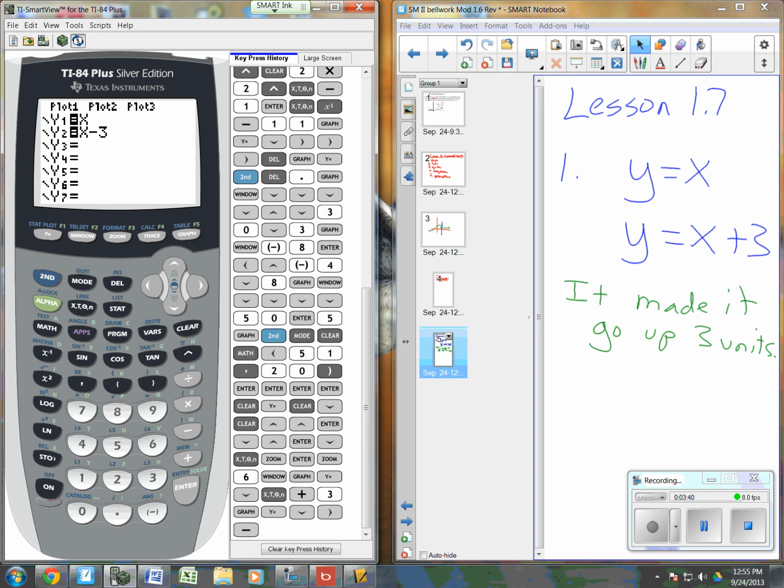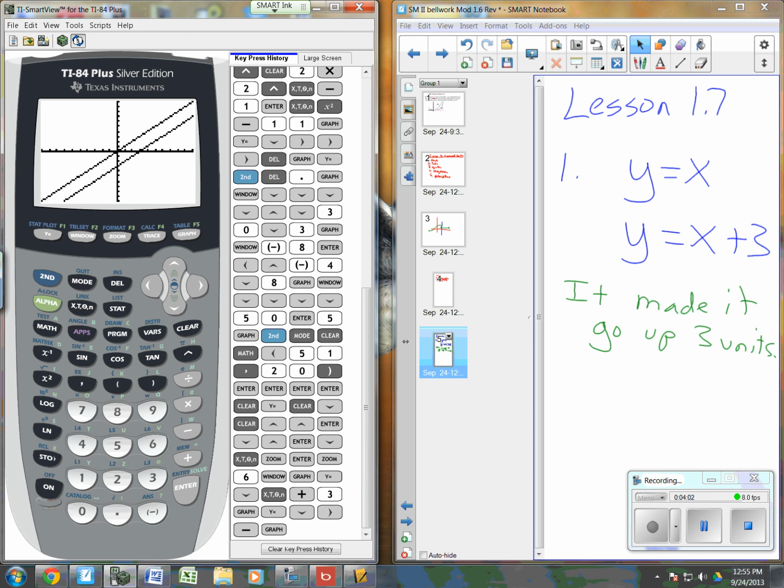This right here is a negative button. This right here is a minus button. If you put y, or if you put x -3, it's going to times x by -3. But if you put y or x minus, use that button right there, 3, then you're going to get the equation we want. Okay, so I'm going to graph x minus 3.